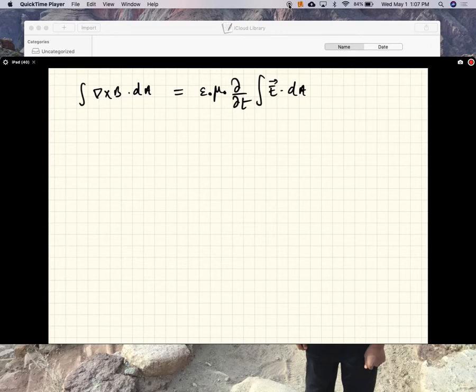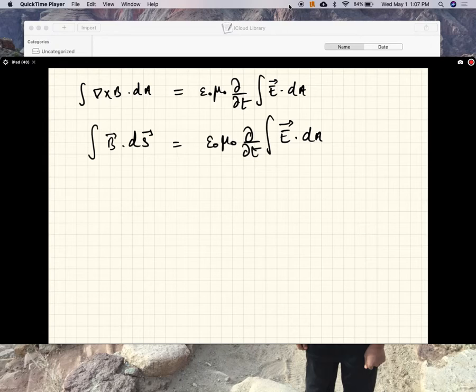This, from Stokes' theorem, is equal to a line integral, and that's equal to epsilon naught mu naught del by del t of E dot dA. Okay, now we'll have to express this in terms of the charge and so on.